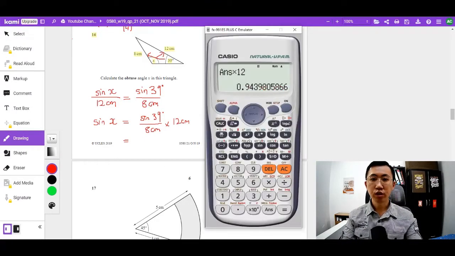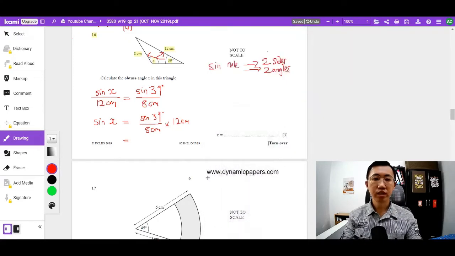Equals to 0.94398. Just copy 0.94398. Okay, that is a lot of significant figures already. So you notice that the next step is to shift your sine towards the other side. So x is going to be inverse sine or shift sine. Then you write 0.94398. So what is this?